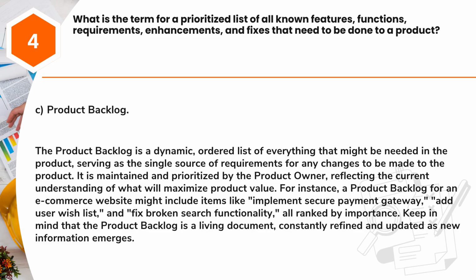For instance, a product backlog for an e-commerce website might include items like implement secure payment gateway, add user wish list, and fix broken search functionality, all ranked by importance. Keep in mind that the product backlog is a living document, constantly refined and updated as new information emerges.